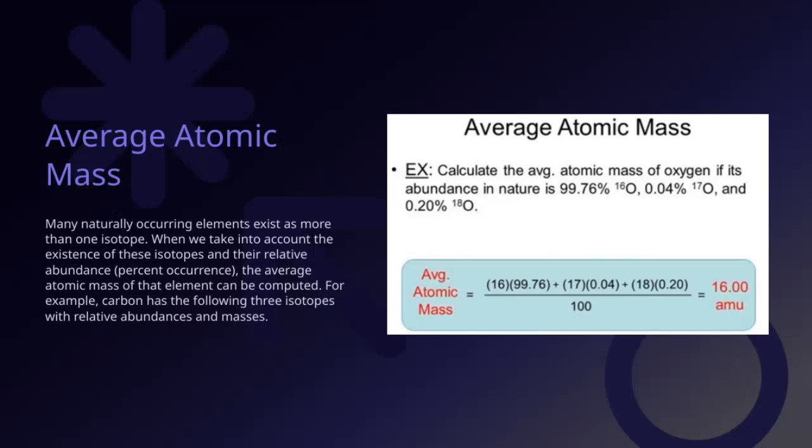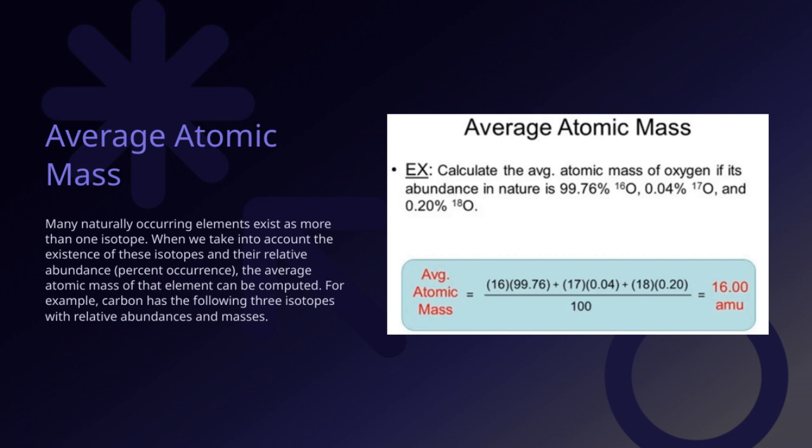Many naturally occurring elements exist as more than one isotope, which means they have different versions of the same element with varying numbers of neutrons. When we consider these isotopes and their relative abundance, or percent occurrence, we can actually calculate the average atomic mass of that element. For example, carbon isn't just one single isotope. It has 3 common isotopes, each with its own mass and abundance. By taking into account how much of each isotope is present, we can determine an average atomic mass that reflects the element as it naturally occurs.